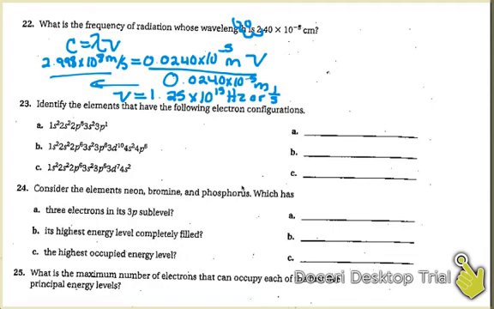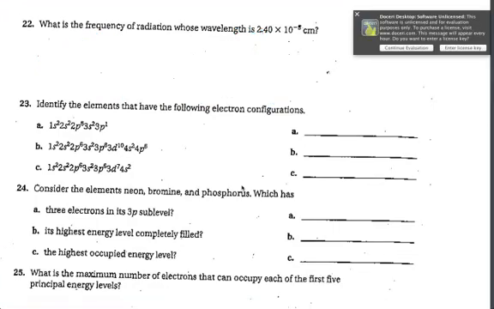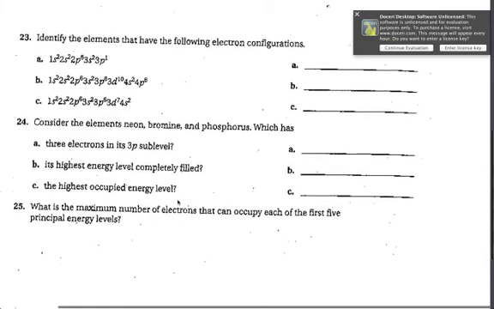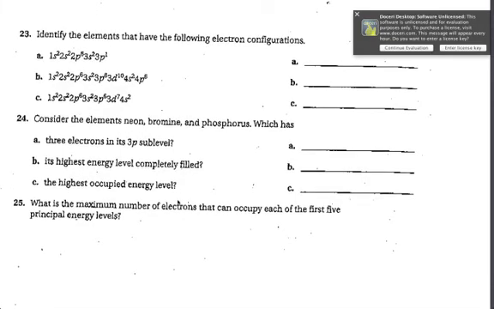All right, so now let's look at number 23. Number 23 is asking us to again identify elements that have the following electron configuration. So how I do this is I honestly just look at the last filled energy level.